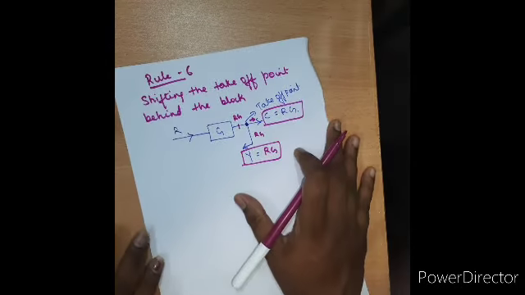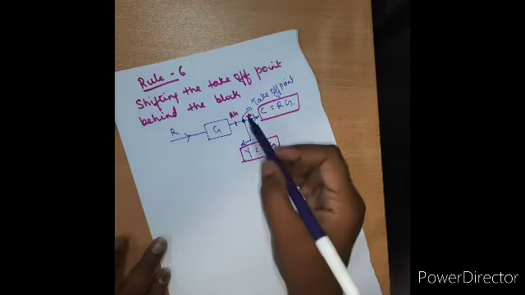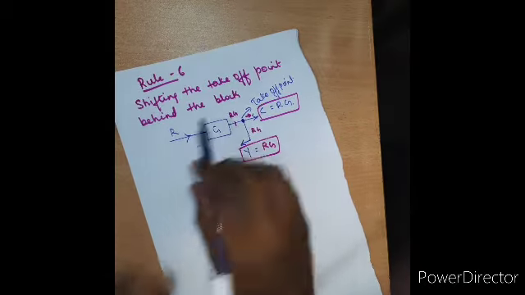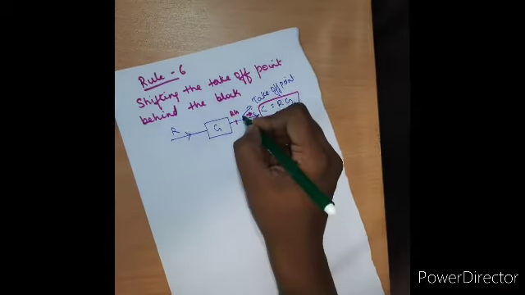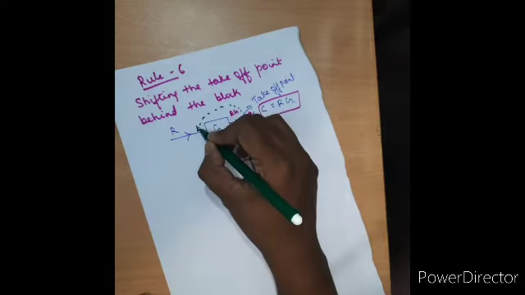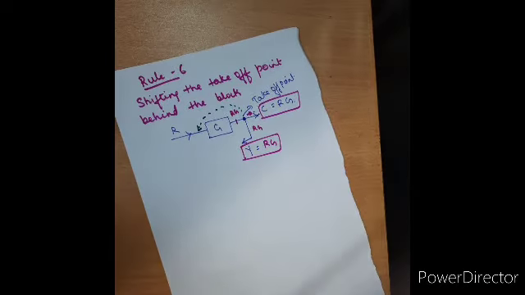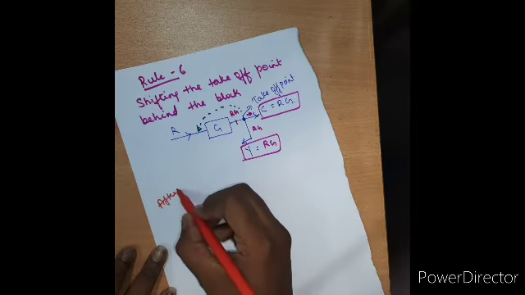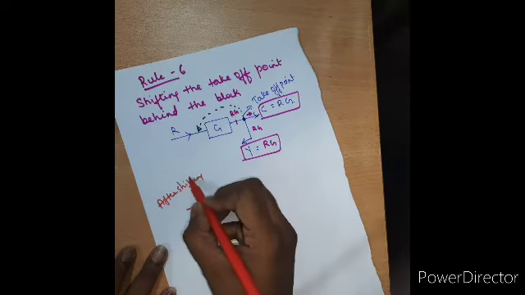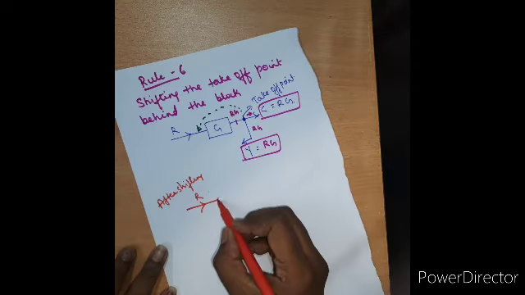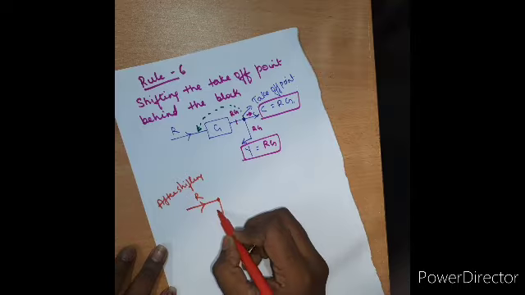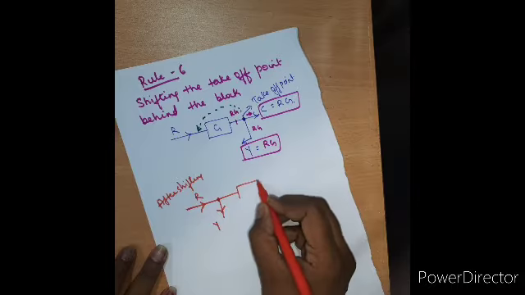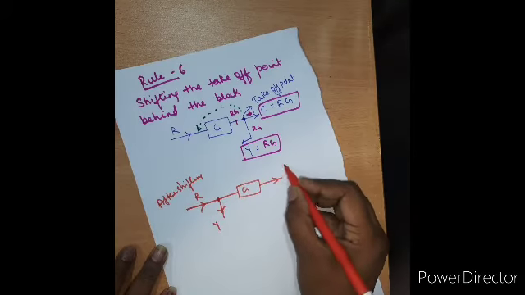Now if I want to shift the takeoff point, I'm going to shift this takeoff point behind the block. So if the takeoff point is behind the block, how will my circuit look after shifting? After shifting, see, this is my input R. I have a takeoff point here, and that takeoff point I will call Y. Then I have a block of G. I have a block output C.